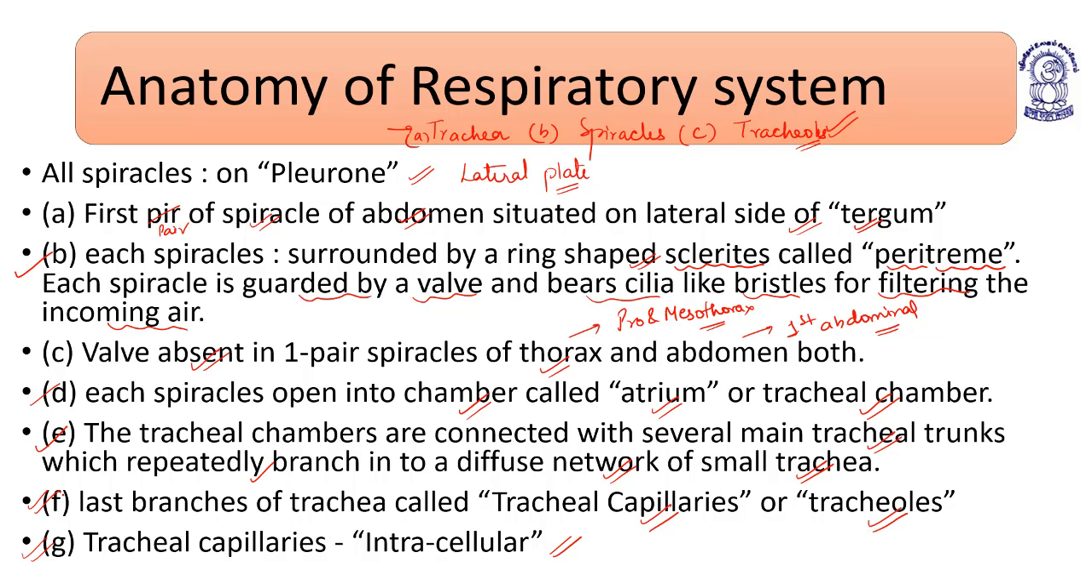Each spiracle opens into a chamber known as what? Atrium or tracheal chamber. The tracheal chamber further opens into main or several tracheal trunks, and these tracheal trunks give off different branches into a diffuse network of small trachea. The last branch of trachea is the tracheal capillary or tracheole, which is intracellular. Understood?